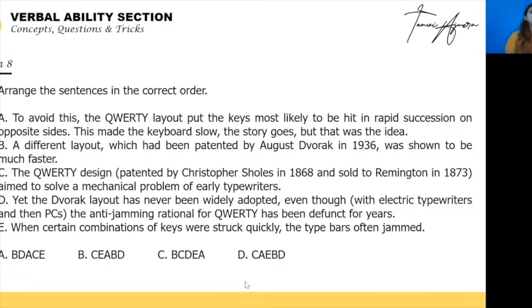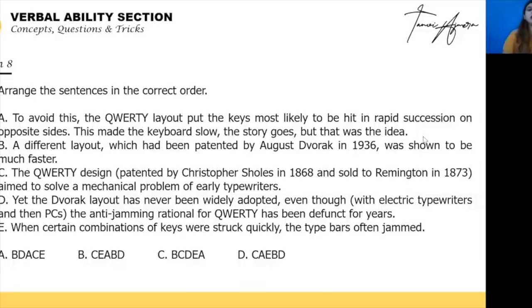Arrange the sentences in the correct order, right? So you have this entire para jumble question where you have A, B, C, D, E, 5 sentences, and we have to put them in the correct order. So it says to avoid this. This can definitely not be our first statement because of the reference, right? So A is not going to be my first statement.